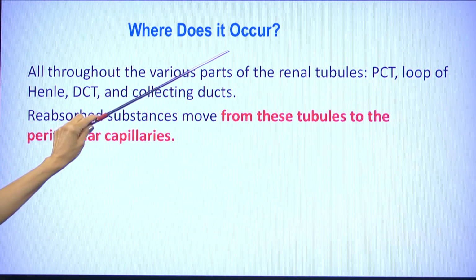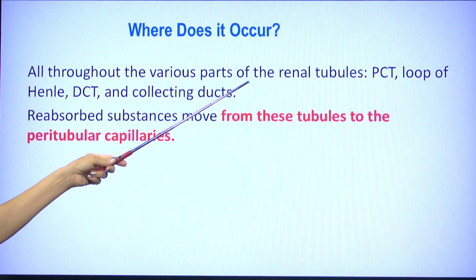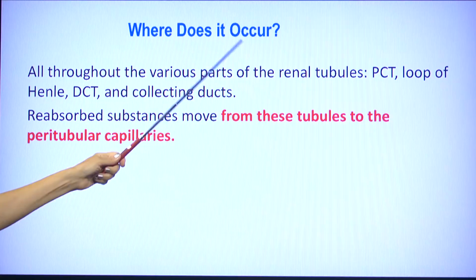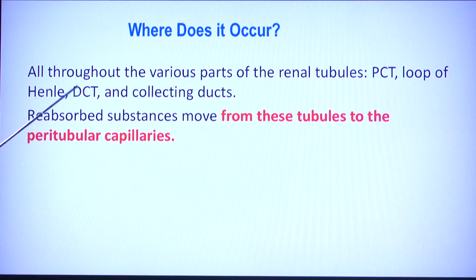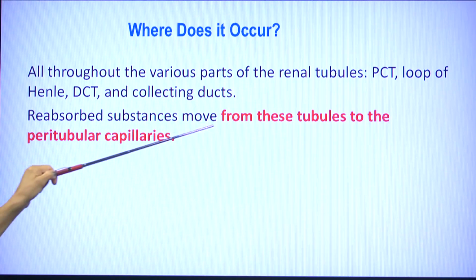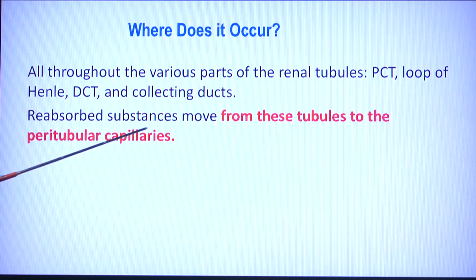Where is this going to occur? Actually, in every part of the renal tubule. So we're going to look at what's happening at the proximal convoluted tubule, the loop of Henle, the distal convoluted tubule, and the collecting ducts. Remember, we are reabsorbing, removing those substances from the tubules back to the peritubular capillaries.